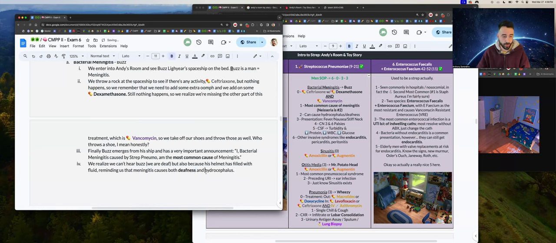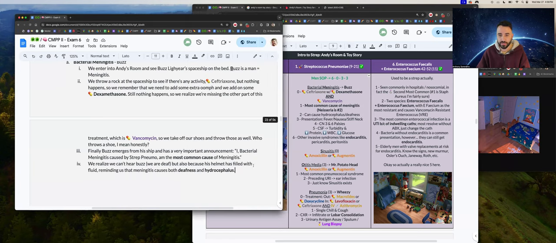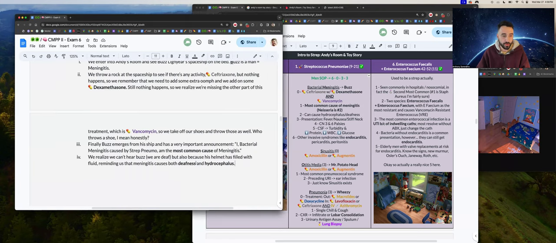And I'm making all of this up just off the cuff. I saw some of this and thought, this would probably be good for Buzz Lightyear, the hydrocephalus I thought of. All right. So he tries to announce this, but we can't hear him because we're deaf and he has hydrocephalus.